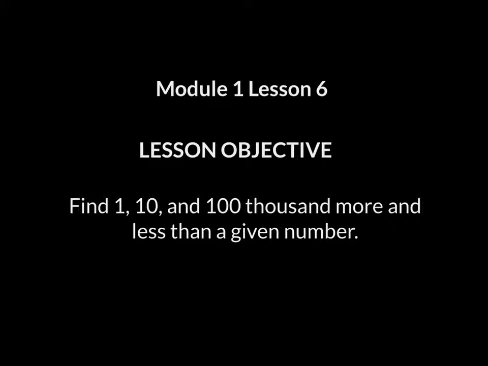This is Mrs. Albright, and tonight we are working on Module 1, Lesson 6, and our objective is to find 1, 10, and 100,000 more or less than a given number. So make sure you have a scratch paper or a whiteboard with a place value chart sketched out to help you and to practice as we go through this lesson. Let's get started.